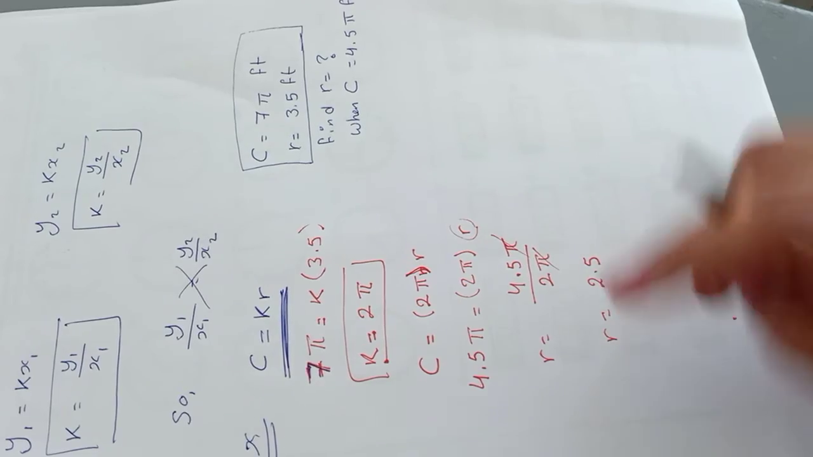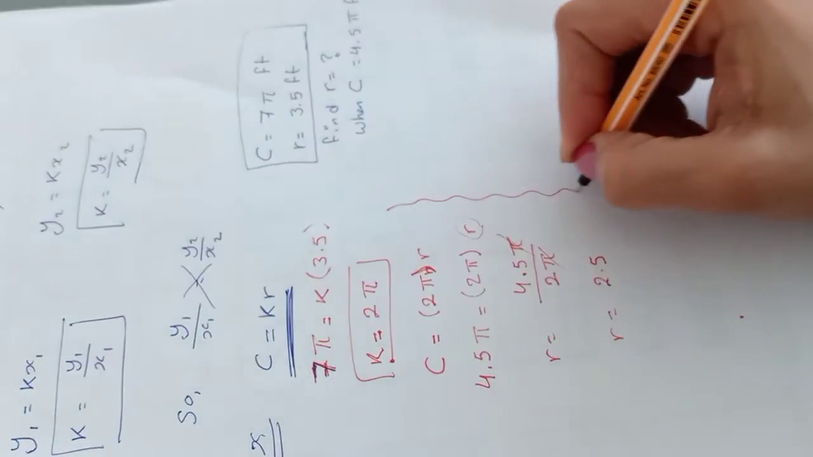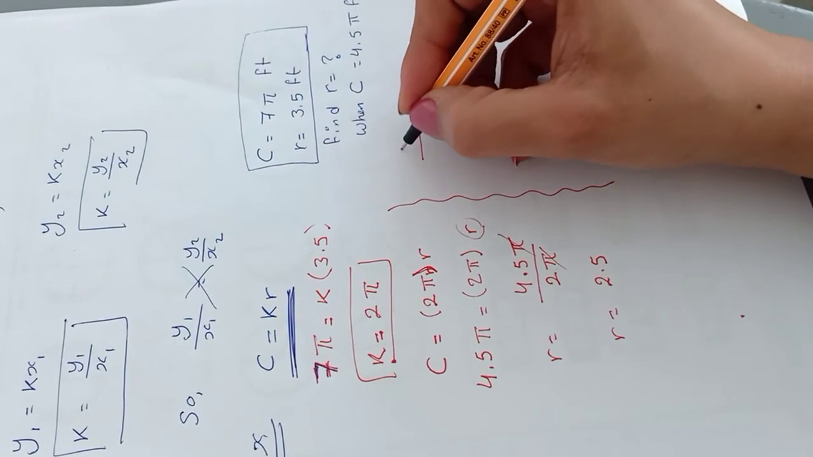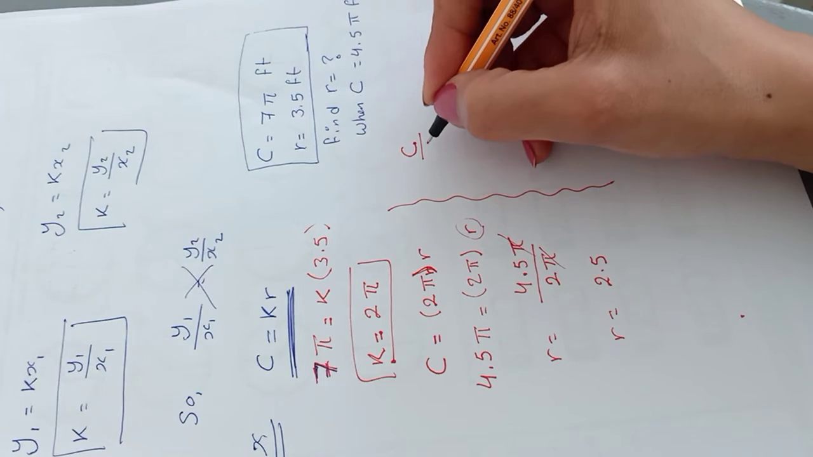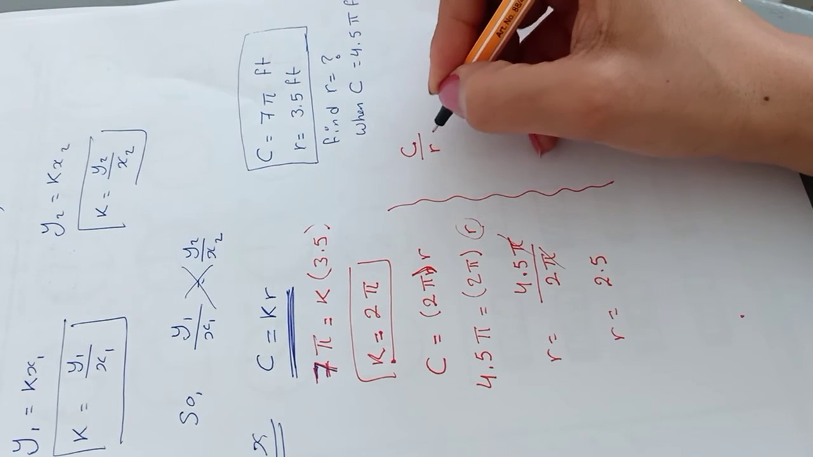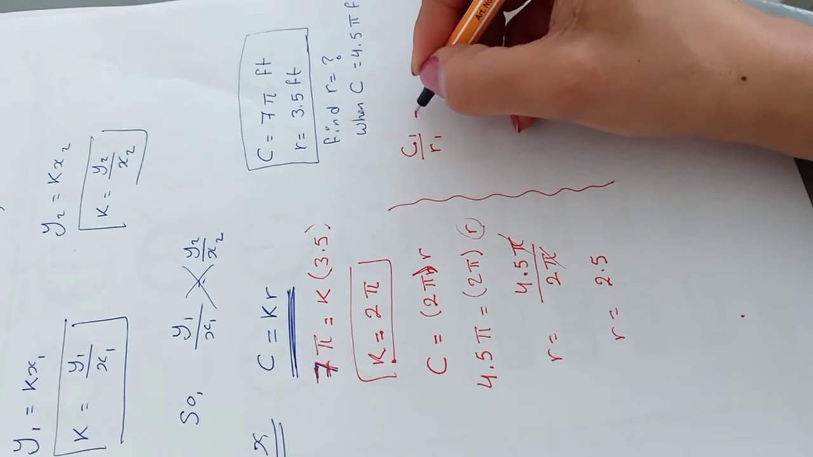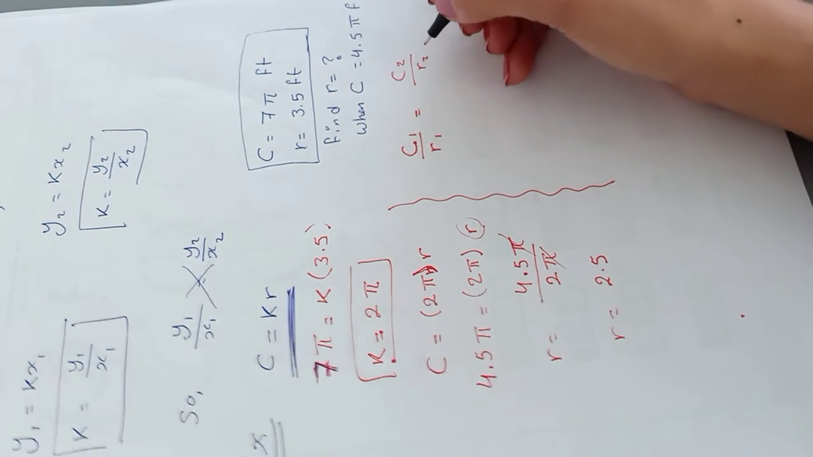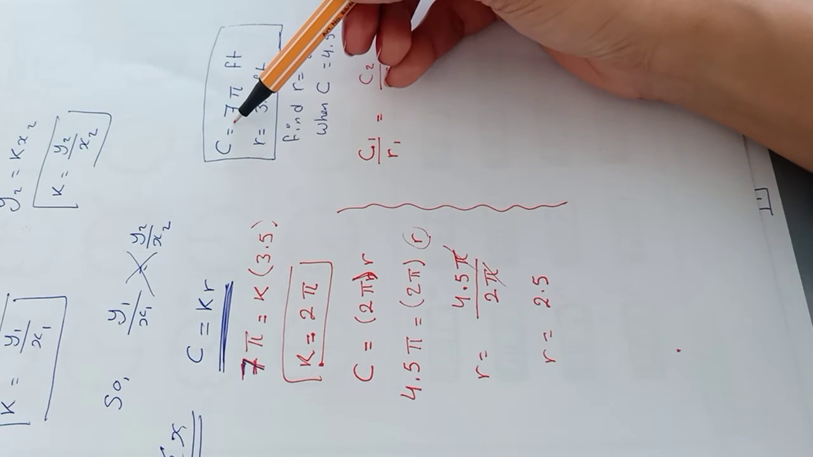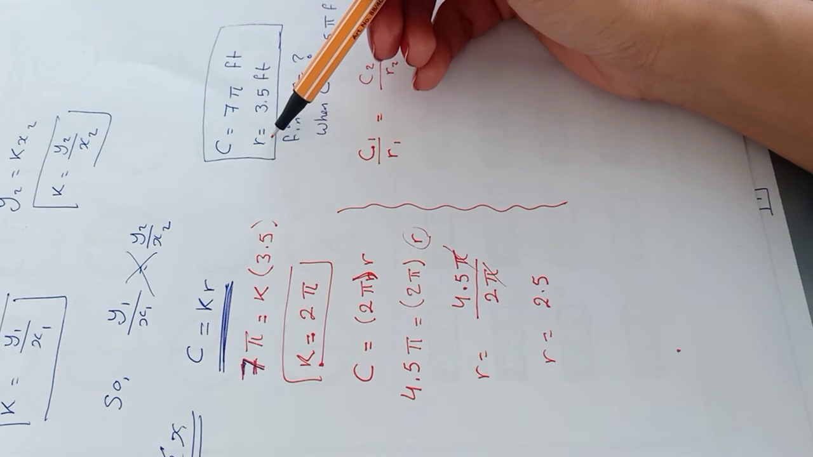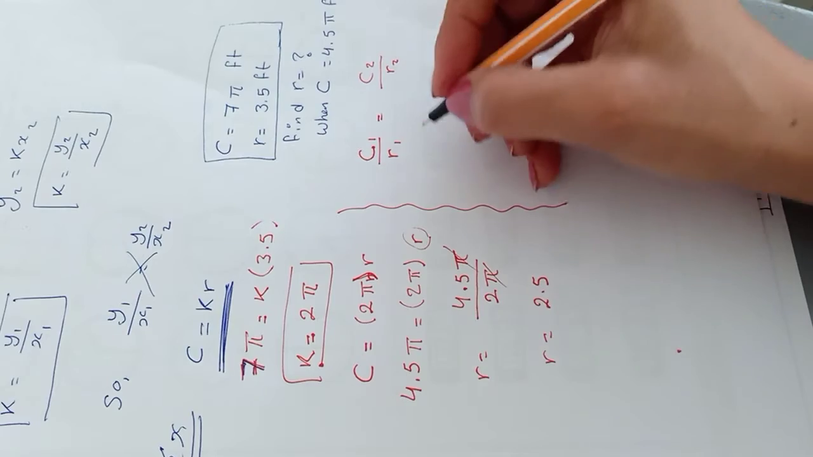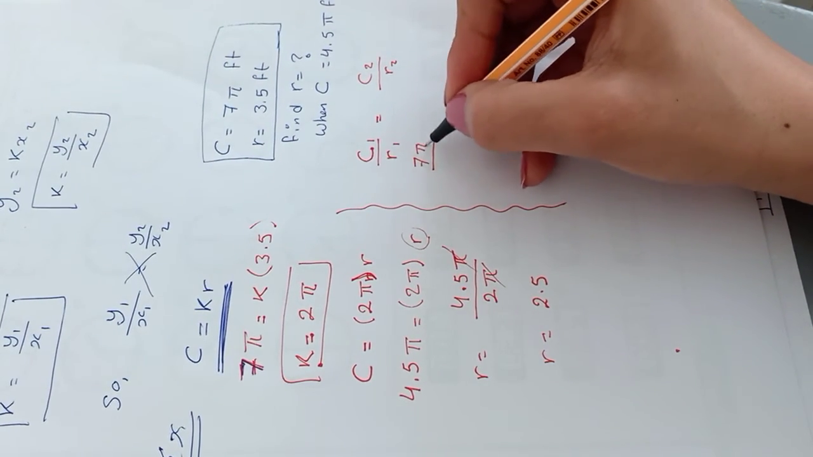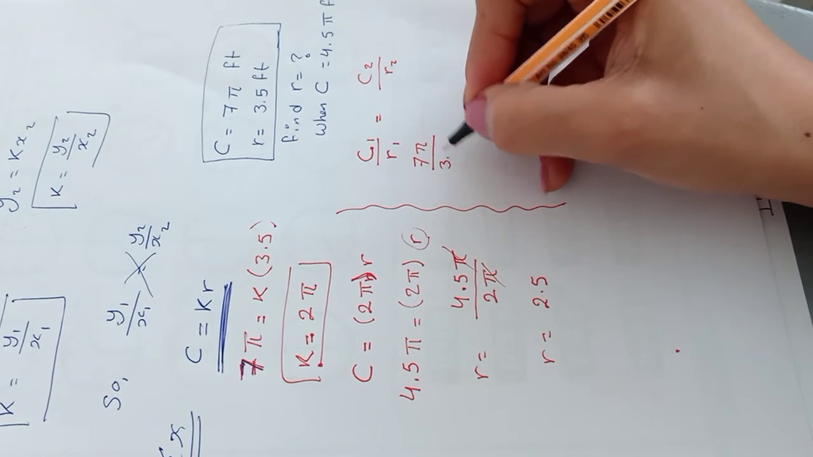What if I use the proportion? Let's see how. Okay, with the proportion, we can say that C1 over R1 is equal to C2 over R2. Since we know the value of the first C and the first R, the first circumference and the second circumference, substitute the values. Here we have 7 pi over 3.5.